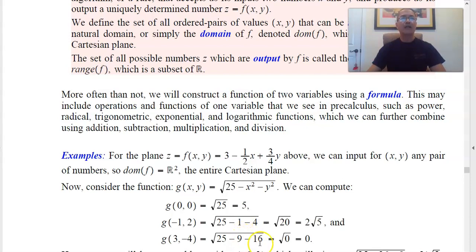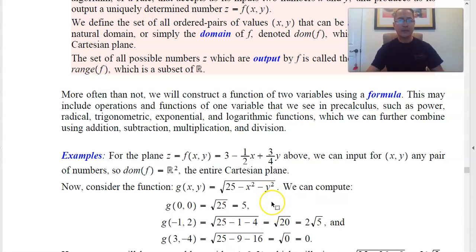But what if we now input, let's say, 6 for x, 0 for y? The y is not going to hurt you, but 25 minus 36, ooh, that's negative 11. So 6, 0 is not a valid input. 0, 6 is not a valid input either. We can switch it around. So what do we have to satisfy? I said it earlier: 25 minus x squared minus y squared has to be at least 0.